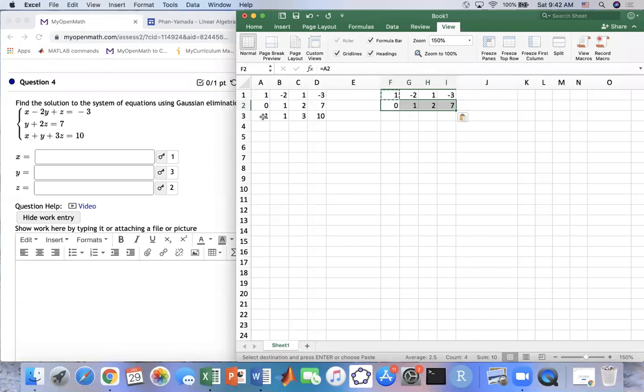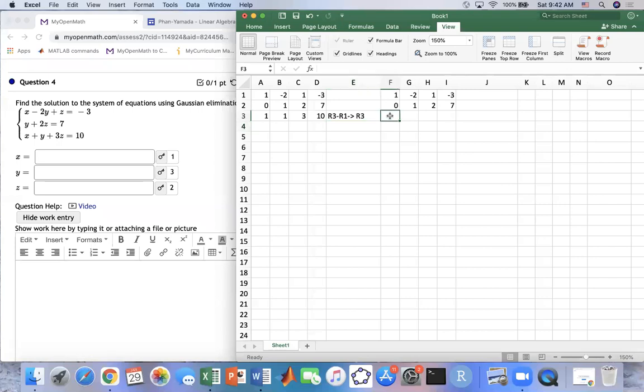Now, this number right here, we want it to be zero, so we're going to do a row operation on row three. I can write here to remind me what operation I'm doing. One minus one would be zero, right? That means I take row three minus row one, and this becomes my new row three. So that's my operation, and I'm going to do that over here.